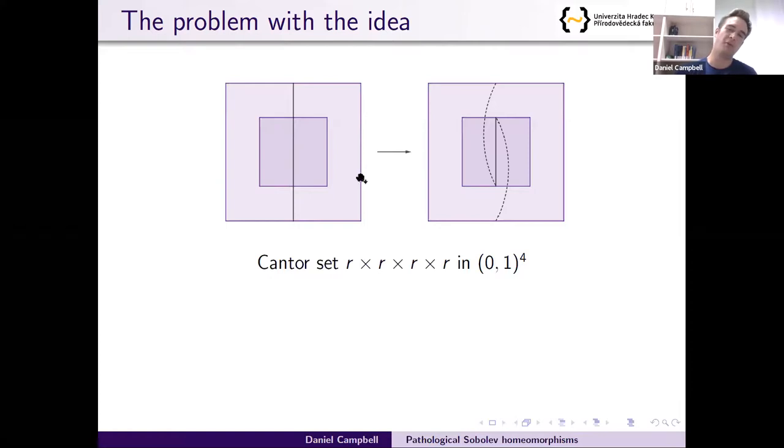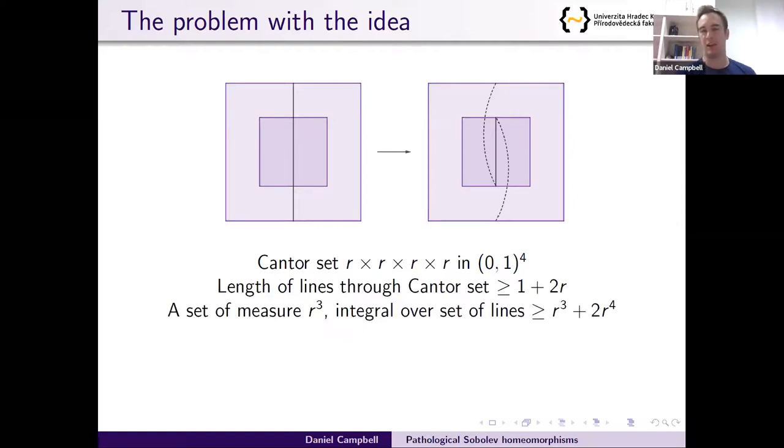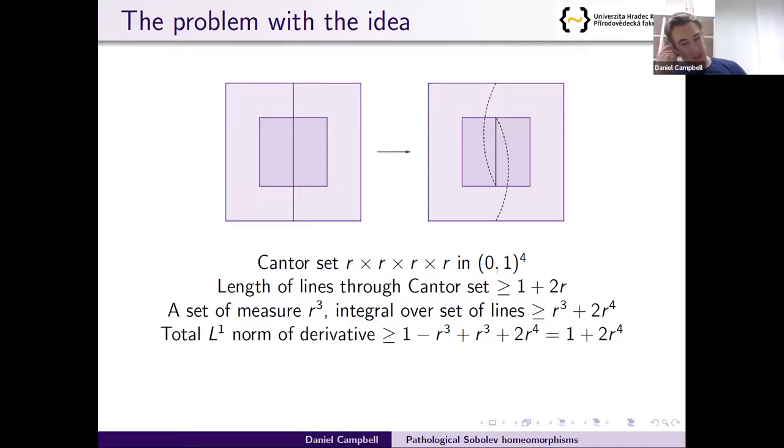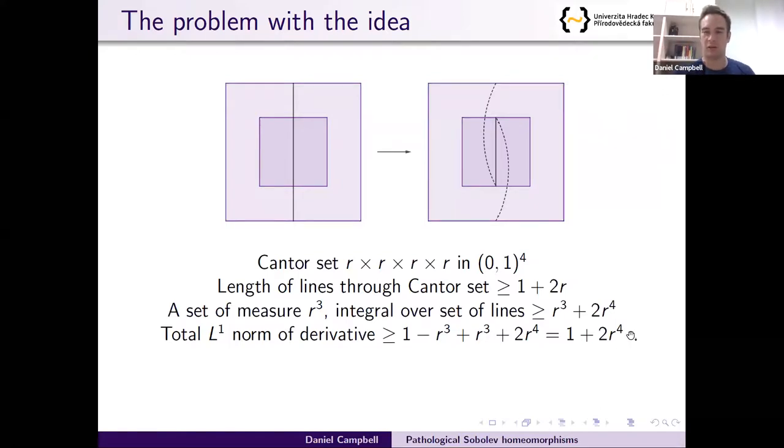The point is, whenever you've got a Cantor set, which you can imagine like a cube inside a cube, to get it going upside down, you're going to have to go up, down, and up again, right? So it turns out that the length of any such line is 1 plus 2r, because of the size of this cube, you're going through it twice, basically. Before I was going through it once, now I'm going through it three times, so I've added 2r to the length. How much of the set do you turn inside out? Well, this much, r cubed, and you're using this amount of lines. So the problem is the minimal L1 norm of the derivative is 1 plus 2r to the power 4.